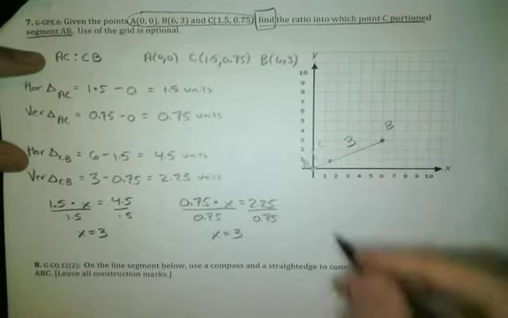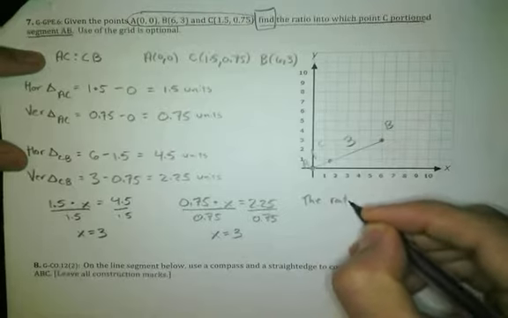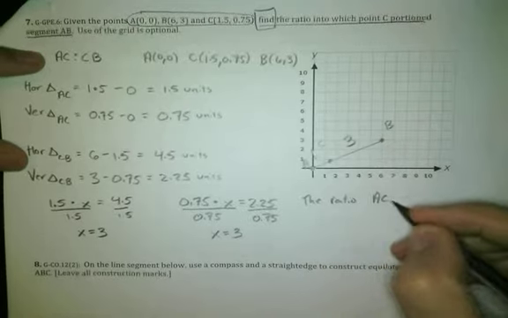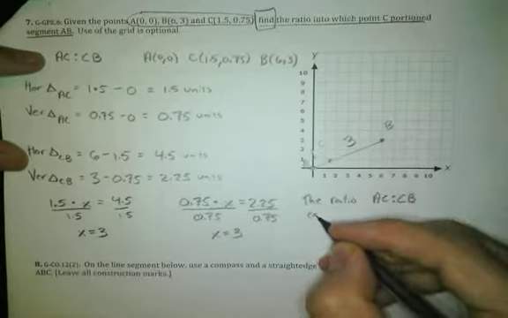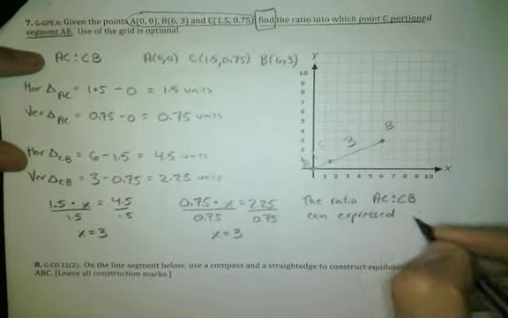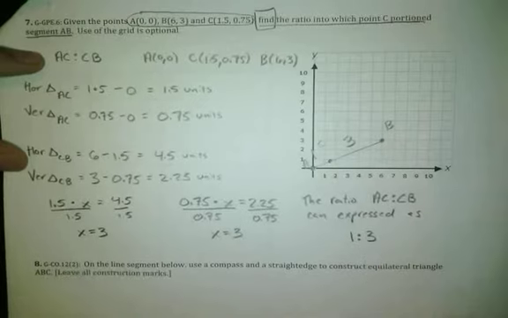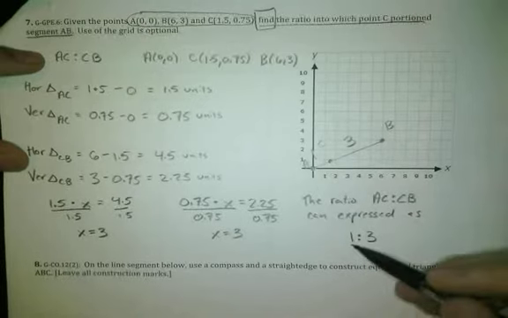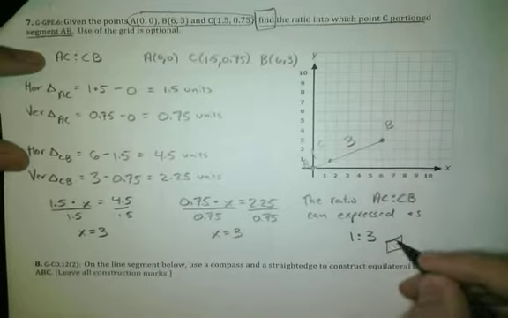So then the ratio of AC to CB can be expressed as 1 to 3. Once again, that is 1 part to 3 parts. And that concludes this question.